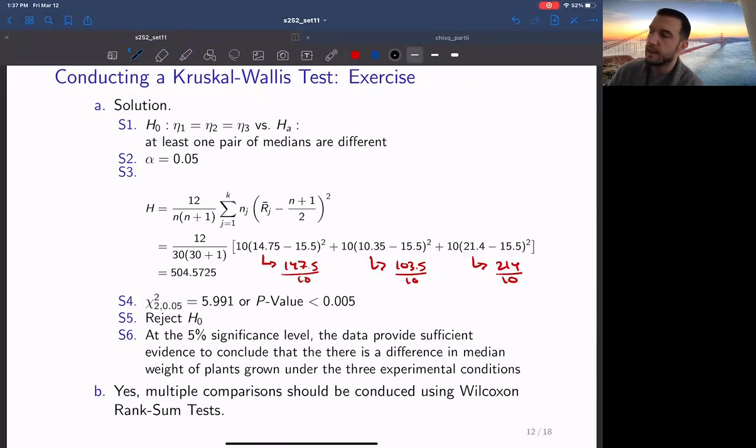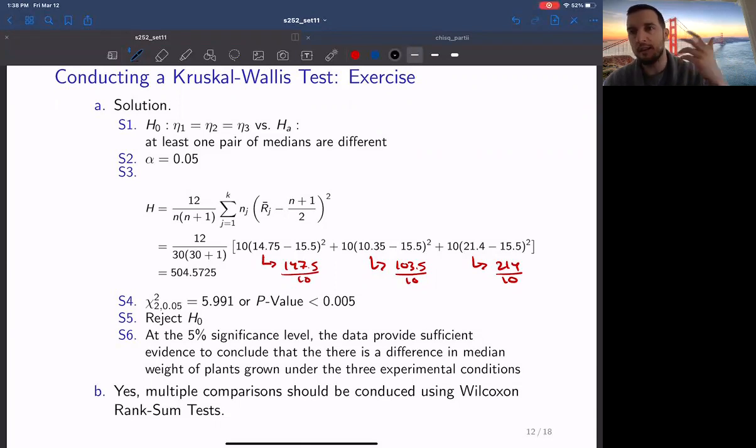Okay, so given that that is the case, we can clearly reject the null. And then we can say at the 5% significance level, the data provides sufficient evidence to conclude that there is a difference in median weights of plants grown under the 3 experimental conditions. All right, so with that being said, would we want to conduct a multiple comparison? Well, yes, we would, because we rejected the null. So we found evidence of at least 2 medians being different. So we would like to determine where that difference lies.